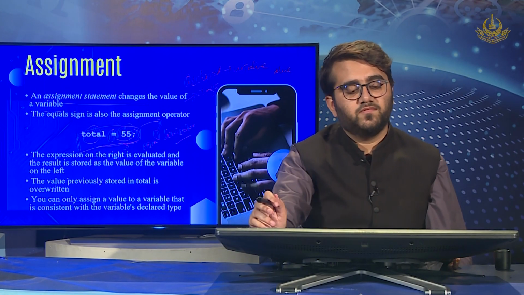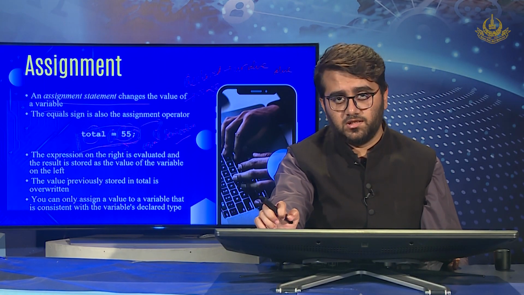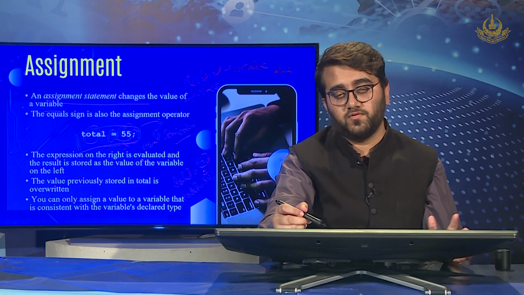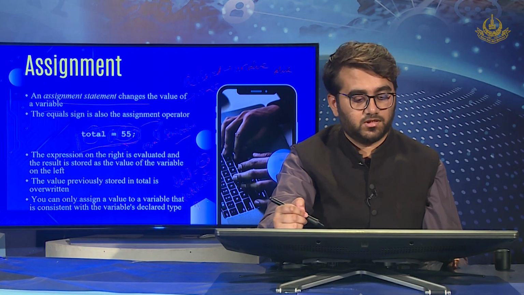What does it say next? It says that the value previously stored in the variable is changed. For example, if the total had a value of 20, then when we say total equal to 50, what will happen is that the value of 20 will get replaced by the value of 50. So the value of 50 will be there if you try to access that particular variable.